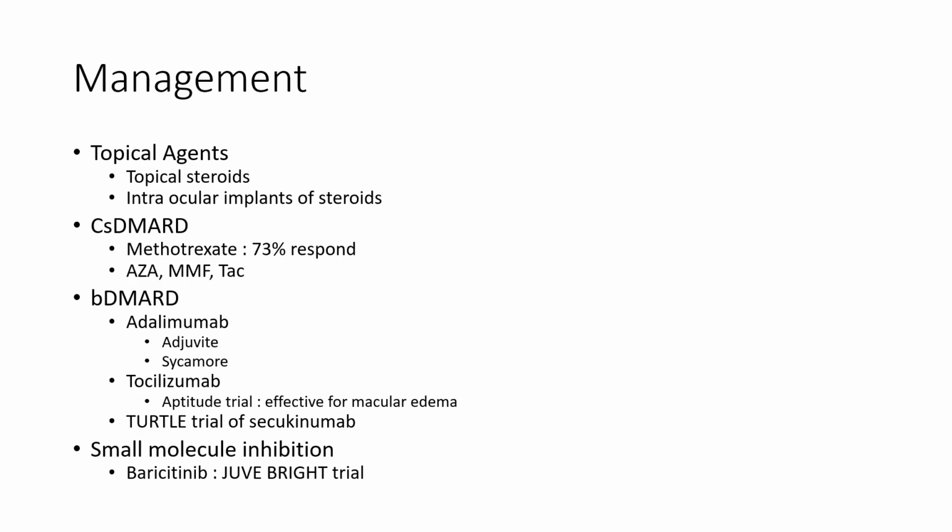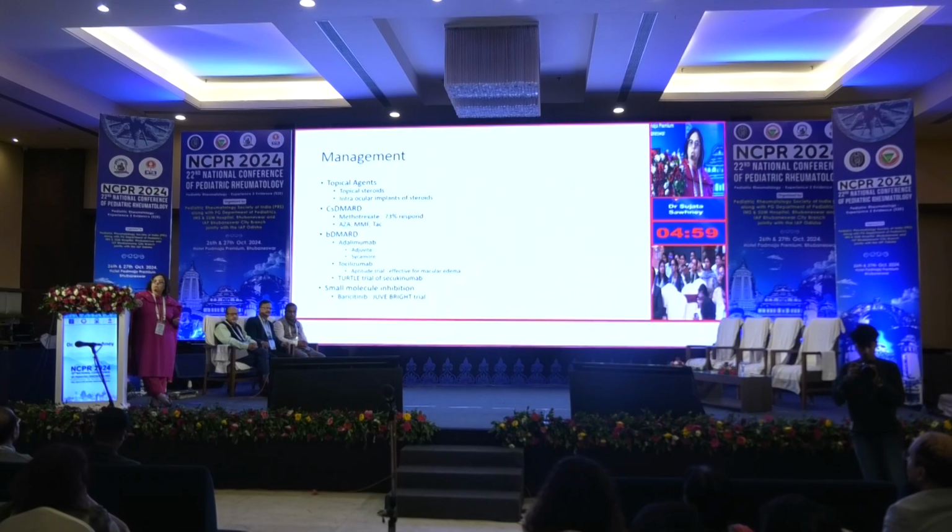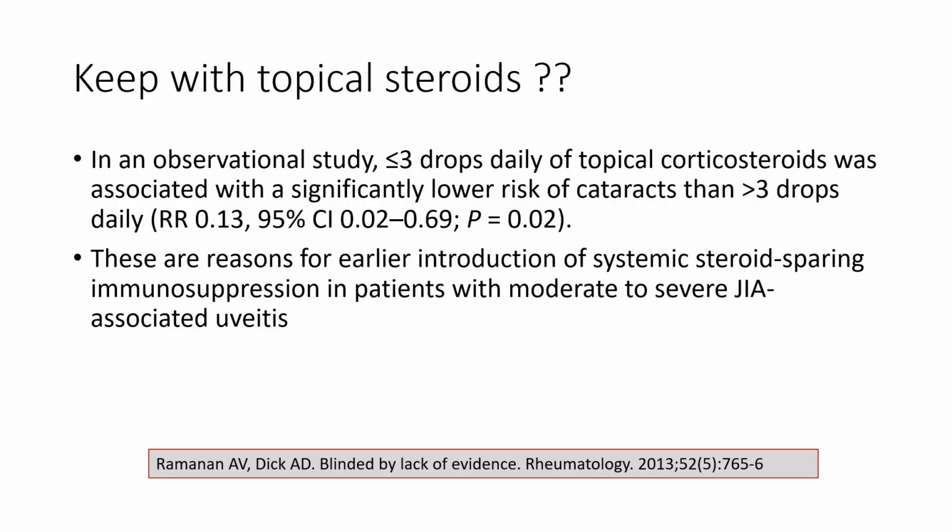You're aware about the topical agent. It's got to be steroid and a mydriatic to prevent the posterior synechiae. Amongst the conventional synthetics, it's methotrexate. In the biologic, it's adalimumab. If adalimumab doesn't fail, you're in trouble.